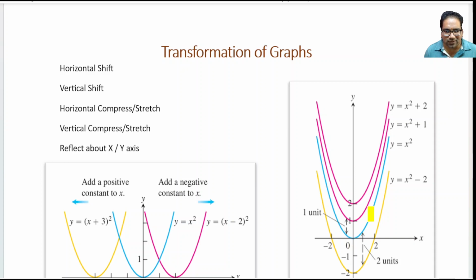y equal to x square. We know this graph, right? y equal to x square. It's a parabola. For example, this is the blue line in this graph. Right? y equal to x square.